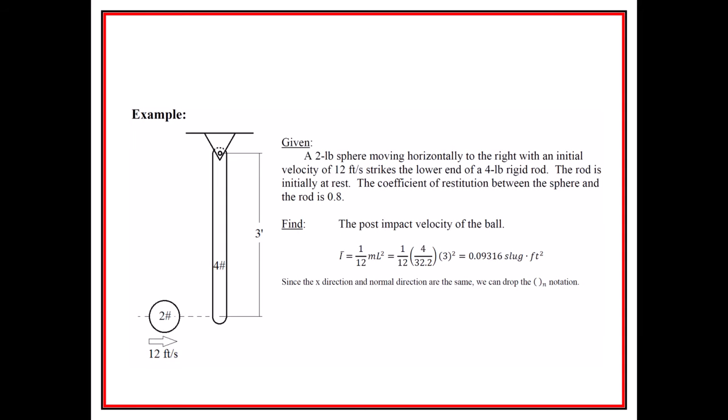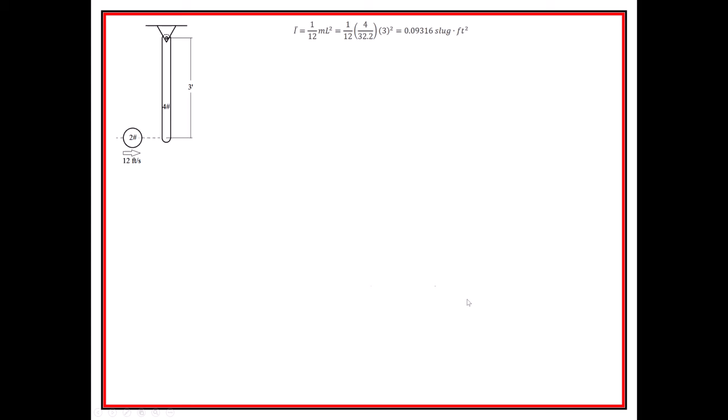Since the x direction and normal direction are the same, we could drop the subscript normal. But if it was a more complicated thing, we would want to break things down into tangential and normal. But we don't here because everything is pretty much in a horizontal direction. Okay, so got the mass moment of inertia, fine. Got the system momenta before, right?